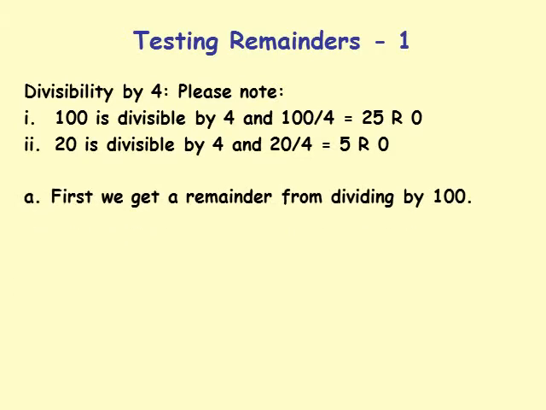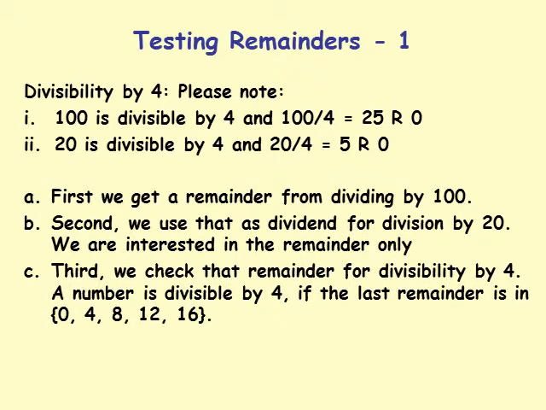Okay, let's continue here. First we get the remainder from dividing by 100. So what we are trying to do here is from the given number we subtract all the hundreds we can, and whatsoever is left over is the same thing as the remainder from dividing by 100. So whatsoever is left over is the remainder we are going to use in the next step. Okay, let's continue here. So we'll discard the quotient part of the division, we just keep the remainder part. Second, we use that as a dividend for division by 20. What's the remainder I got from the first step?